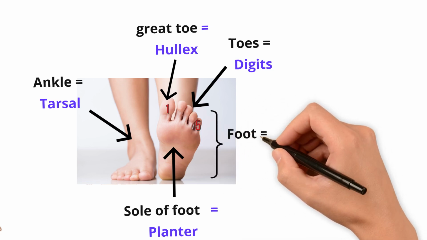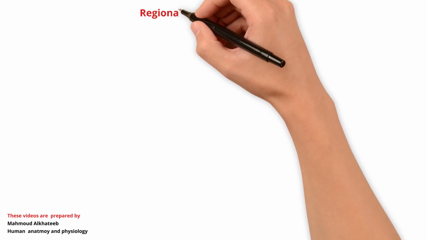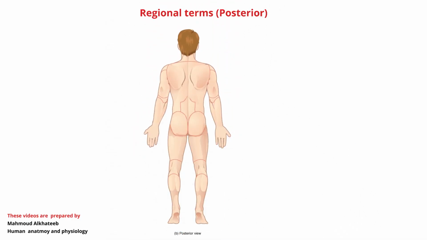Finally, the entire foot is referred to as the pedal region, which encompasses all the bones, muscles, and tissues of the foot from the toes to the ankle. Now, let's learn some important posterior regional terms in anatomy, which describe various parts of the back side of the body.